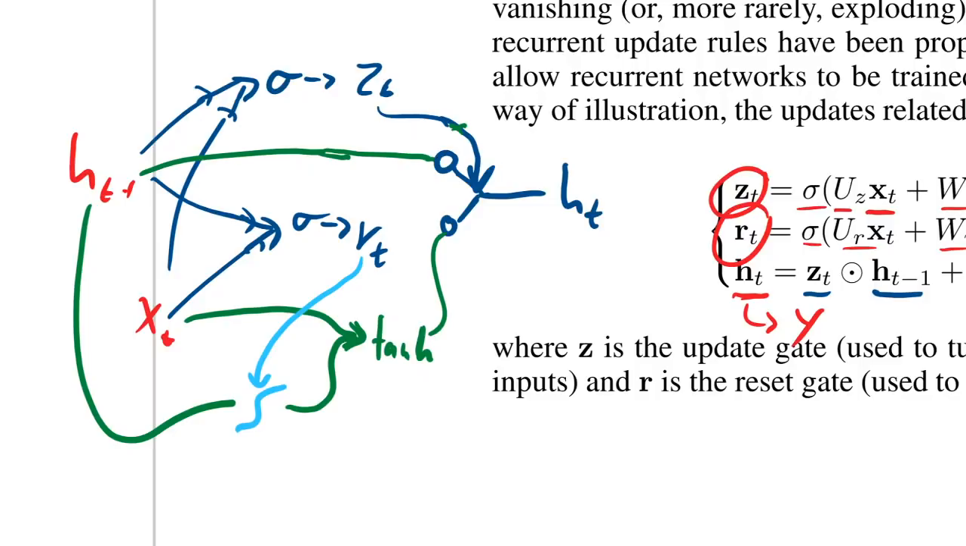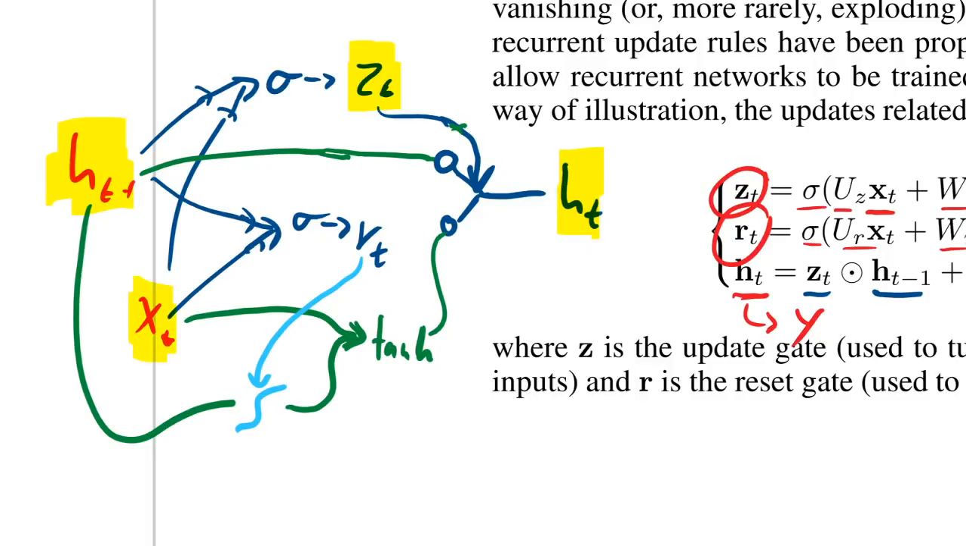So let's analyze this. First of all, the hidden state is either the last hidden state or it is something new. And that's modulated by this Z right here. And Z is calculated from the hidden state and the current input, okay?